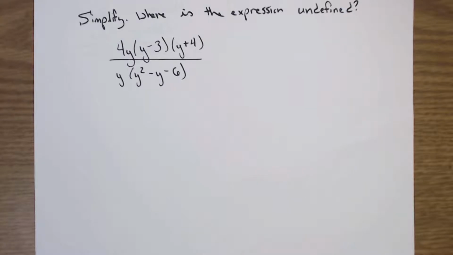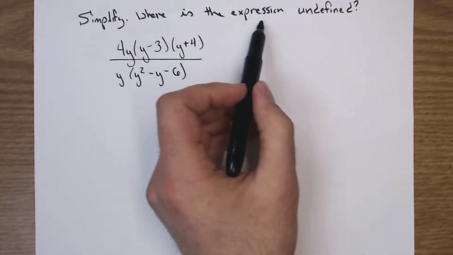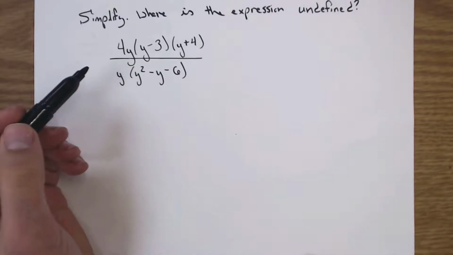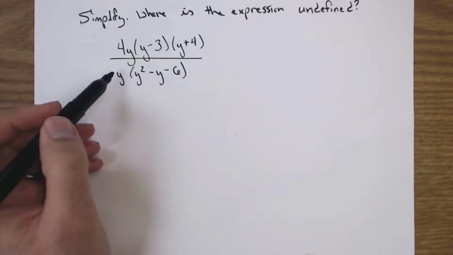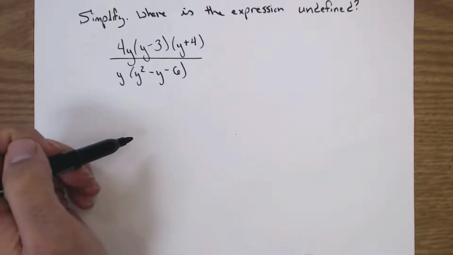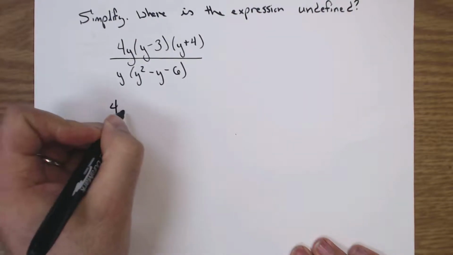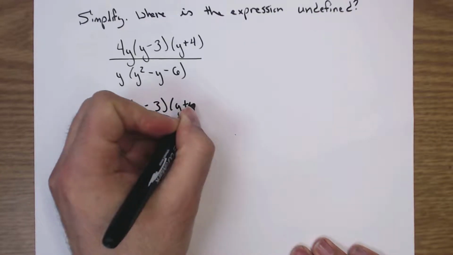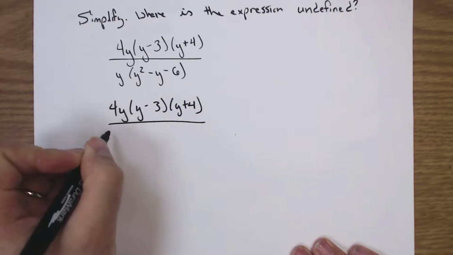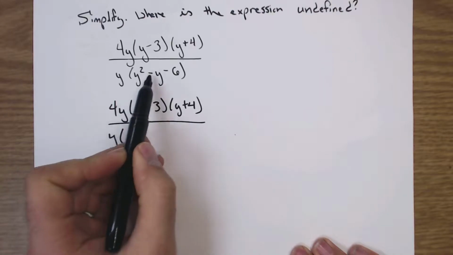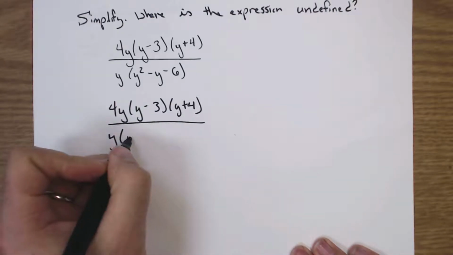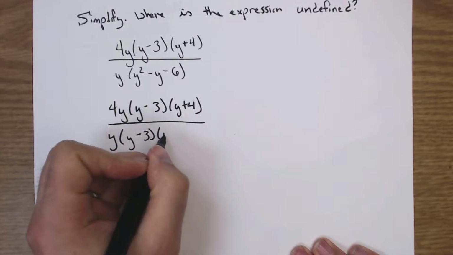This one here, we're going to simplify, and we're also going to state where the expression is undefined. So we have all of this first. You'll notice the top is factored, but the bottom is not. So we're going to factor the denominator. Numerator, I'm going to leave the same. And then let's look at the bottom: y squared minus y minus 6. Well, that factors a little bit, and we end up with y minus 3 and y plus 2.